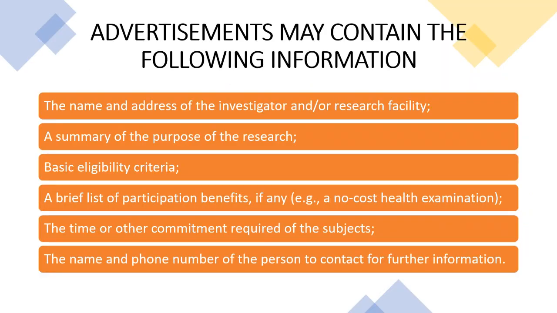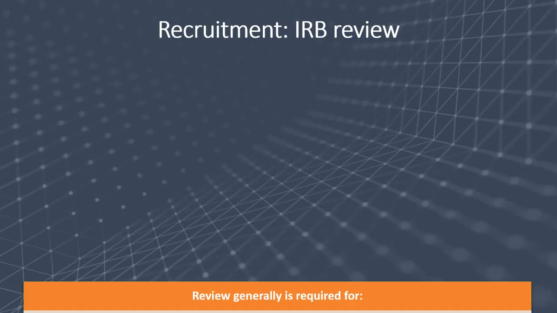So what you can include in those advertisements: the name and address of the investigators and the research facility, a summary of the purpose of the research and basic eligibility criteria, and a brief list of participation benefits, if any. For example, a no-cost health examination, the time or other commitment required of the subjects, and the name and phone number of the person to contact for further information.